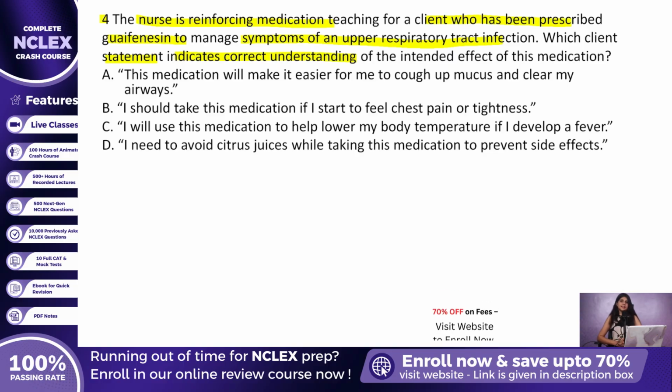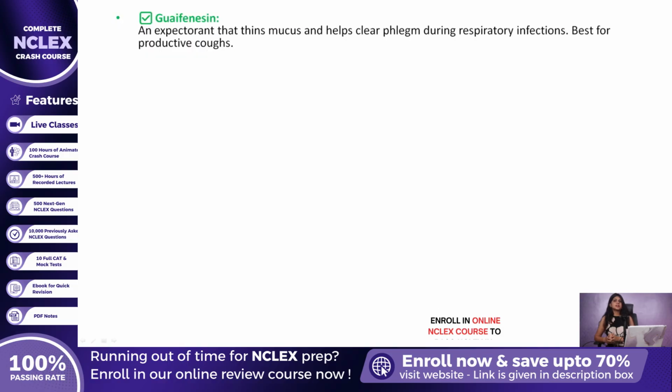The correct answer here is option A. This medication will make it easier for me to cough up mucus and clear my airways. This is a textbook example of what Guaifenesin is meant to do. It is classified as an expectorant. It works by increasing fluid secretion in the respiratory tract and reducing the thickness of mucus.